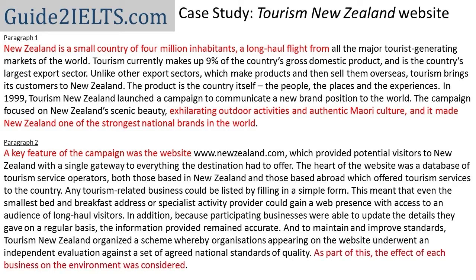On to the end of the second paragraph now. As part of this, the effect of each business on the environment was considered. Now I have two options. I can read the sentence before this, trying to make sense of as part of what. But as a rule, I don't do that. What I do sometimes is that I glance at whatever is in the middle. Something like skimming through it a little, but not in too much detail.